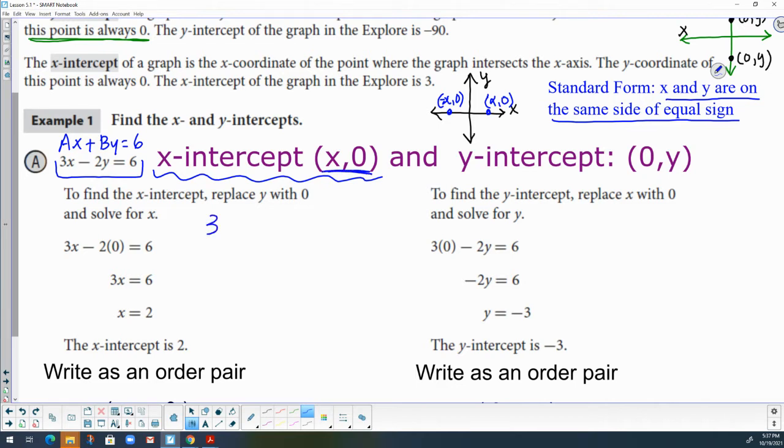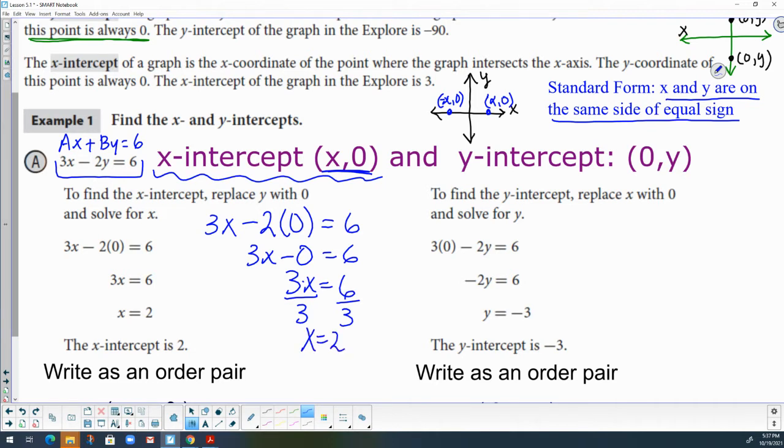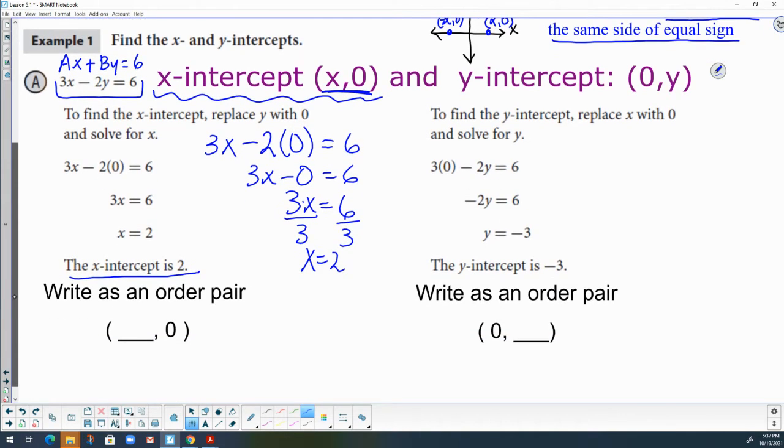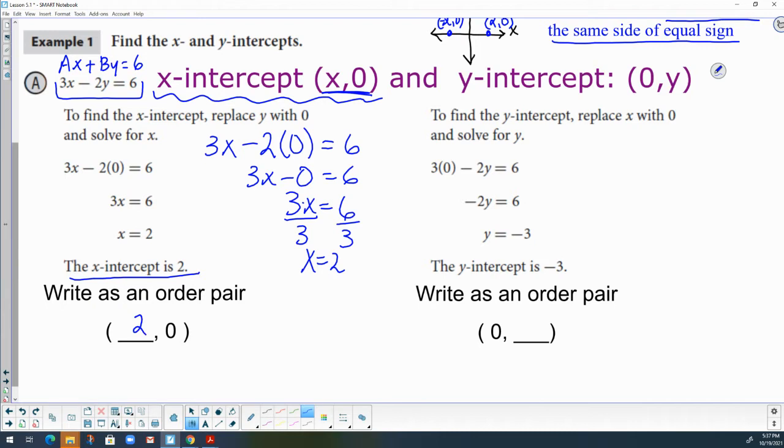I'm just going to take my equation 3x minus 2y, so 2 times 0, I'm just going to substitute it in, is equal to 6. You know that this here is 0, so 3x minus nothing is 6, so 3x is equal to 6. We're just solving an equation, so we divide both sides by 3 because this is a multiplication problem, therefore x is equal to 2. So my x-intercept here is 2. If I wanted to write that as an ordered pair, I would say (2, 0).